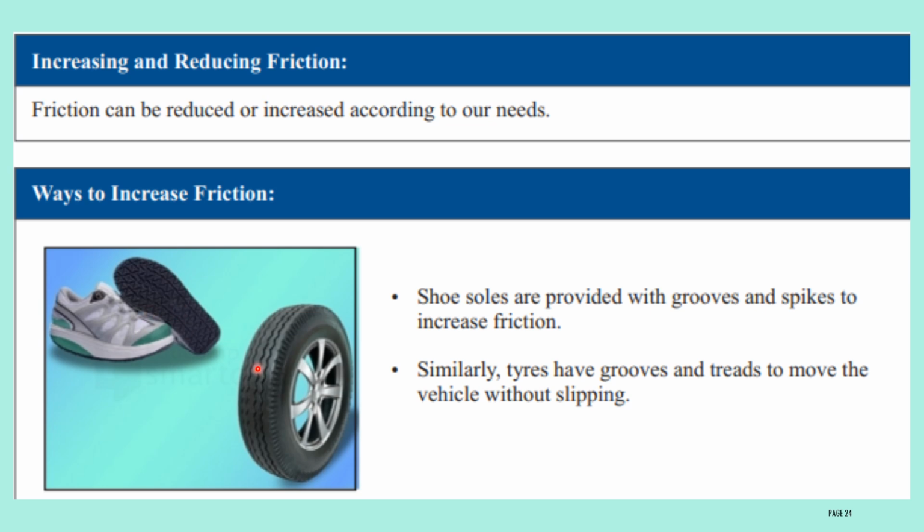Because of this pattern of irregularities, it will increase the friction. If the friction is less on the shoes or tires, when you are walking you can fall on the floor. When you are riding a vehicle or bike, you may slip on the road. To avoid this, if you increase the friction, then you can easily walk on the floor when you wear shoes. In the case of tires, when you increase the friction, it will reduce the slipping. Then you can easily ride the vehicle on the road.